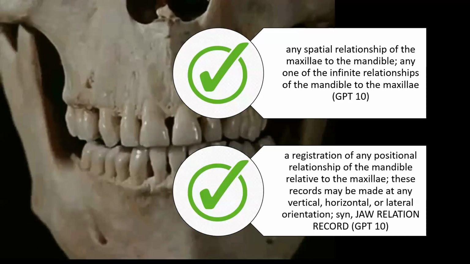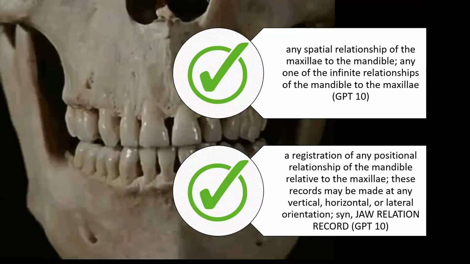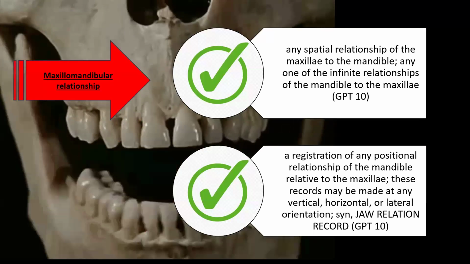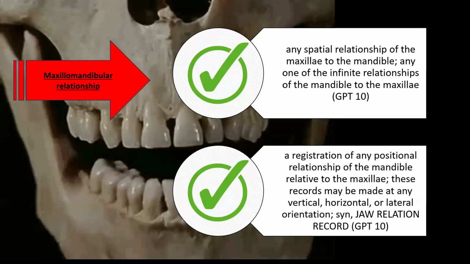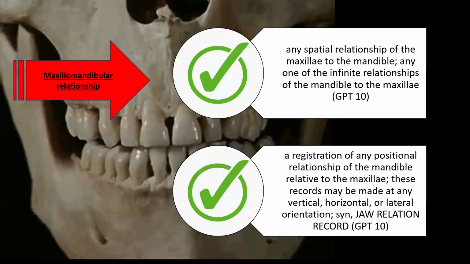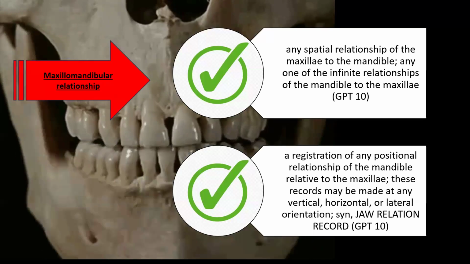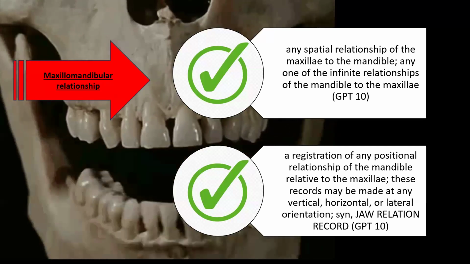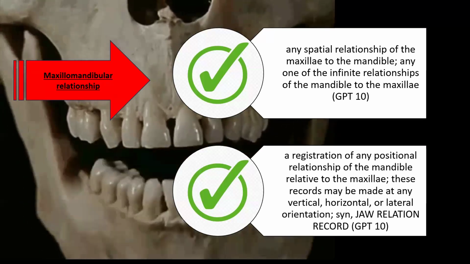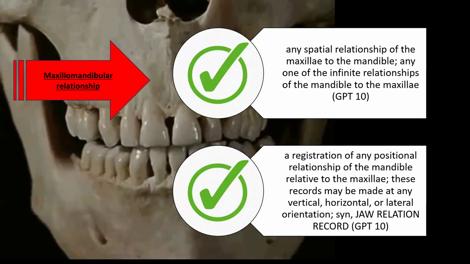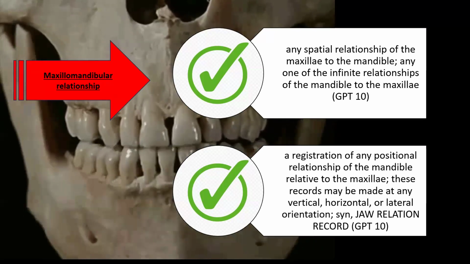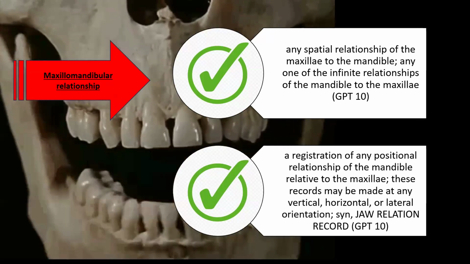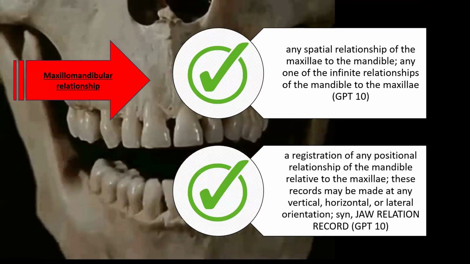To begin with, the Glossary of Prosthodontic Terms, the prosthodontist's best friend, defines the maxillomandibular relation as any spatial relationship of the maxilla to the mandible. It can be any one of the infinite relationships of the mandible to the maxilla. The reason why we emphasize that it is the relation of the mandible to the maxilla is because the maxilla happens to be an immobile or static position to which the mobile or movable entity, that is the mandible, is related.